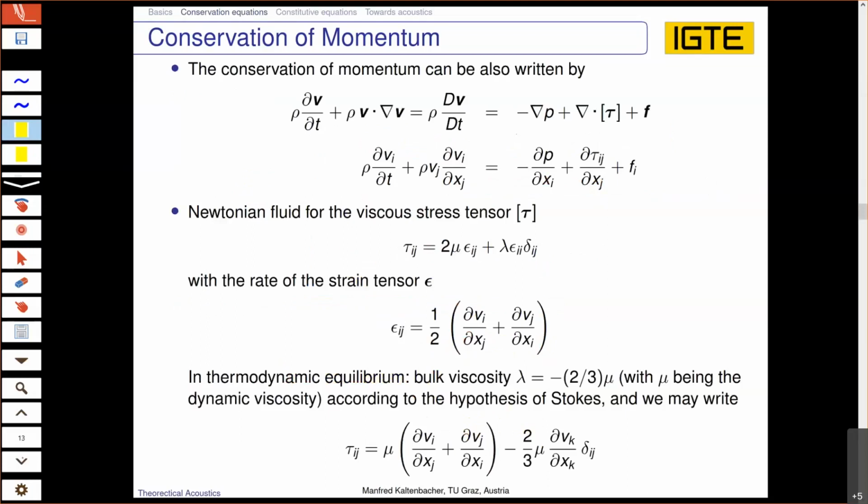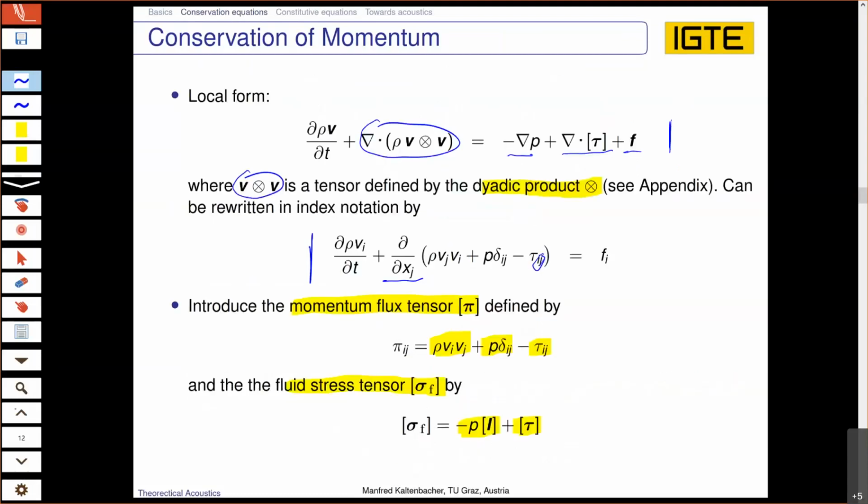So we have now again written down the conservation of momentum in vector notation as written here, or, I think easier, as shown here in index notation. So it is a little bit rewritten. I have the derivation in the script. As you can see, if we go back, this form is also called the conservative form of the conservation of momentum.